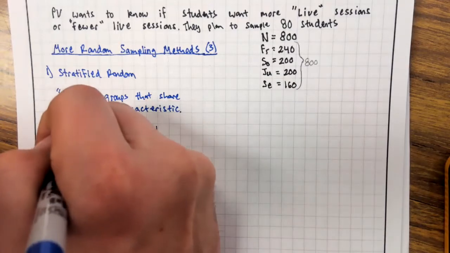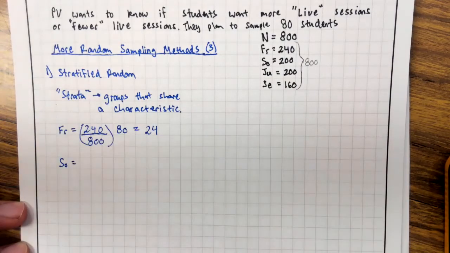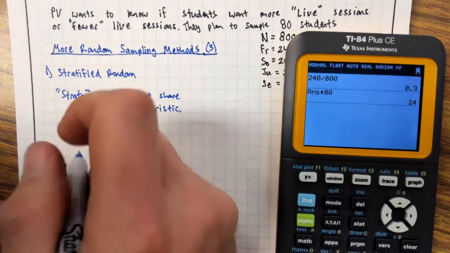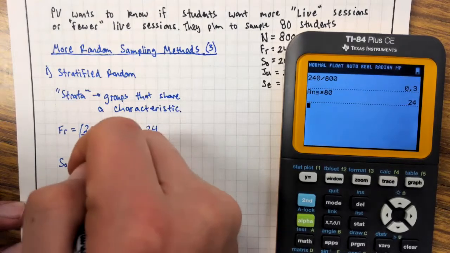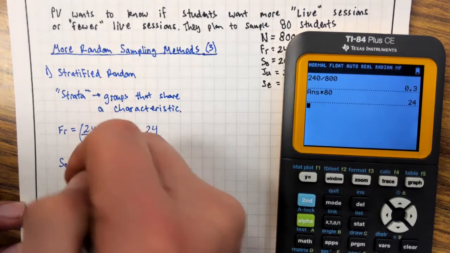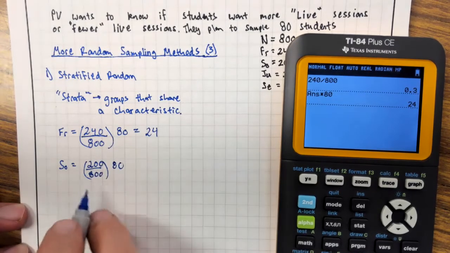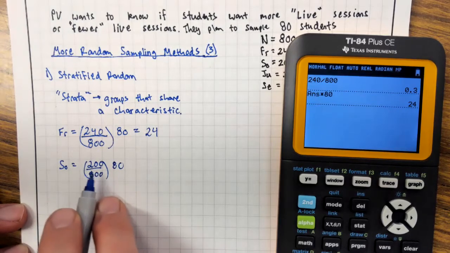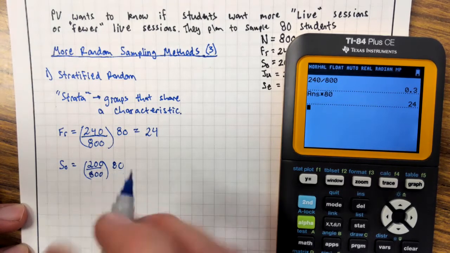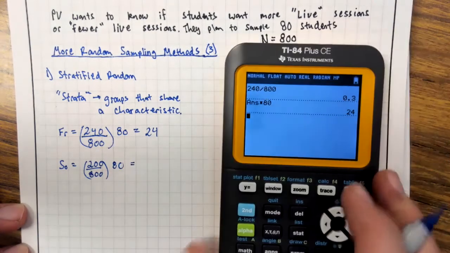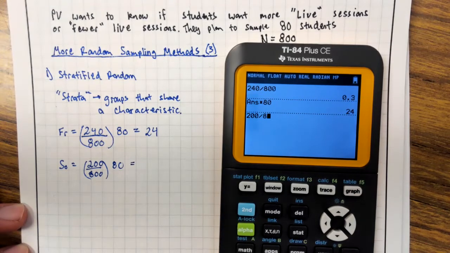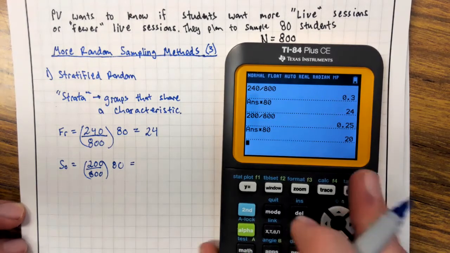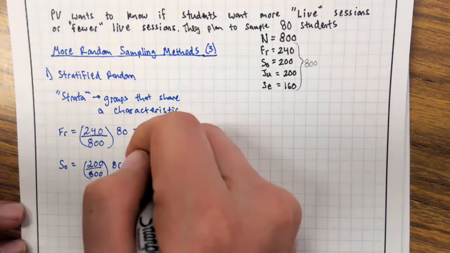Now we'll do sophomores, 200 over 800. So I could just write it out for you. 200 over 800 times 80. So again, we're getting the true proportion for sophomores at the school and then multiplying that by our sample size. 200 out of 800, so 25% of the school is sophomores. Then we'll multiply that by 80. So we get 20. We want 20 sophomores to be in our sample.